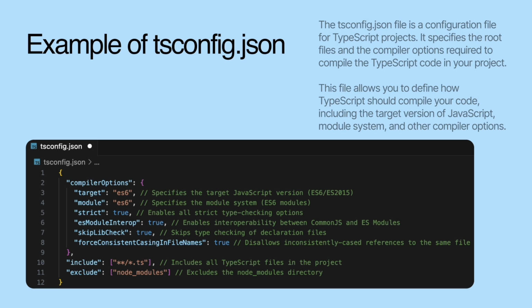In TypeScript projects, tsconfig.json is a file that specifies the root files and the compiler options required to compile your TypeScript code. It allows you to define how TypeScript should compile your code, ensuring consistency and efficiency across your project.